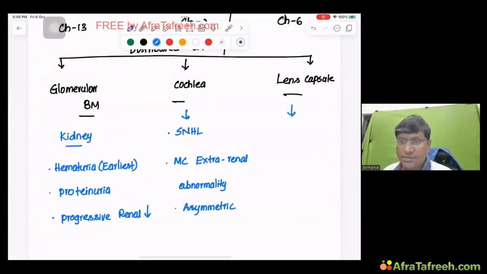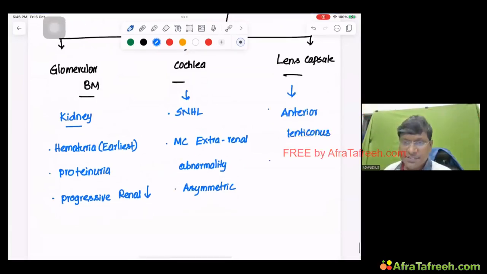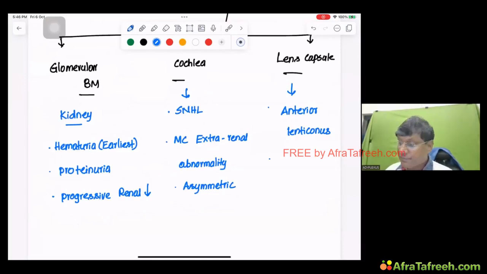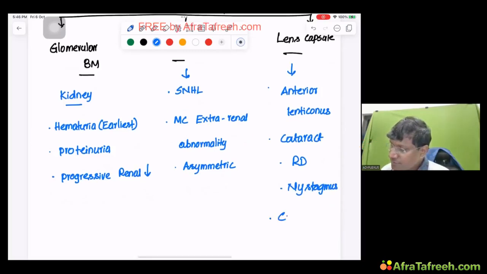Then followed by that, the lens capsule, that is ocular abnormality. There will be anterior lenticonus, where there will be bulging of the lens. And these patients also have development of cataract. Then retinal detachment, nystagmus, and they also develop corneal ulcerations.